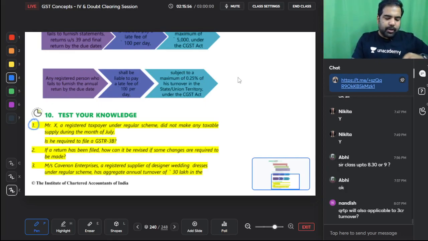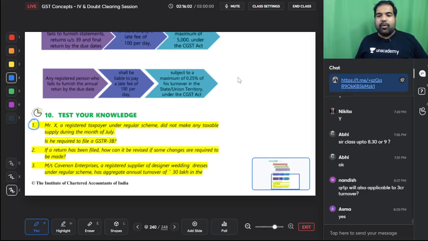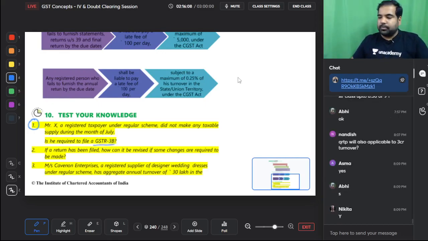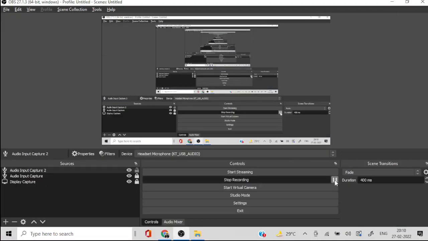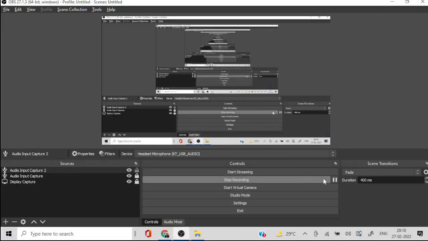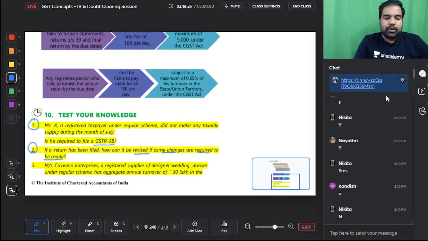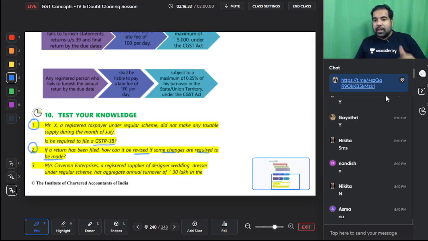Please tell me, can this be done? Is he required to file GSTR3B? Yes, he can file a nil GSTR3B. Next, if a return has been filed, how can it be revised if some changes are required to be made? Can you revise the return, guys? No, returns cannot be revised. So how do you change it? In whichever month you've discovered the mistake or the omission, in that month's return you can make changes. Yes.